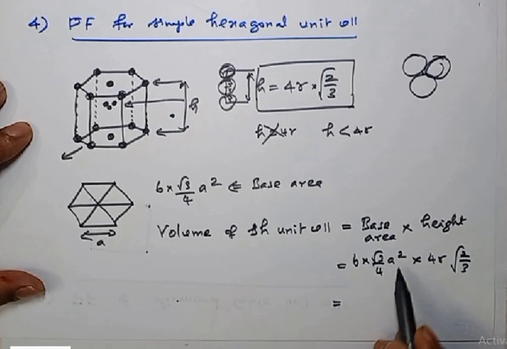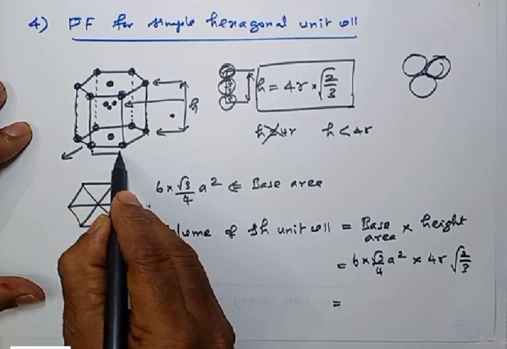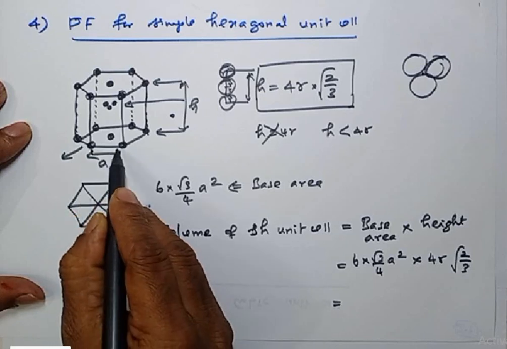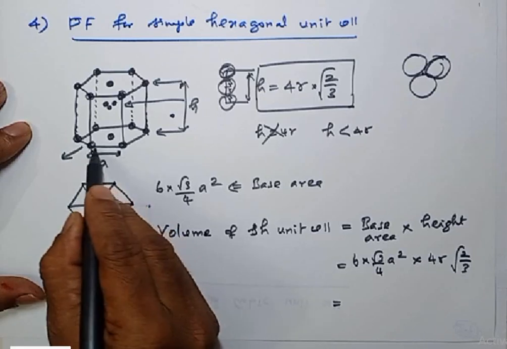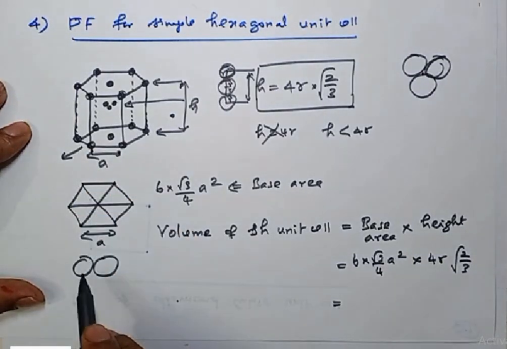Now what is a? Here we have one atom, here we have one atom. This is a, this is a. These atoms are touching each other. So this atom and this atom are touching each other.